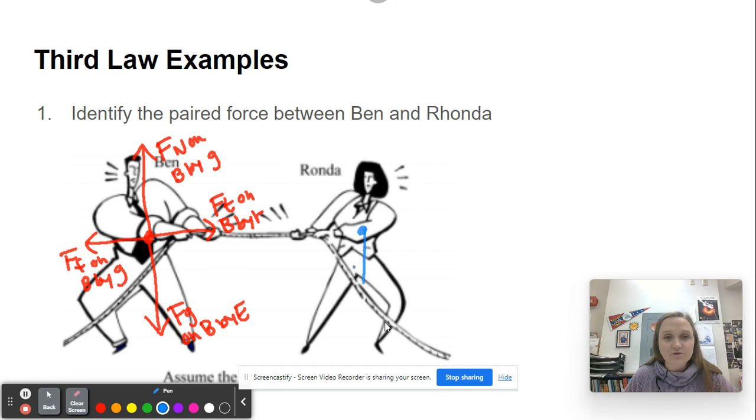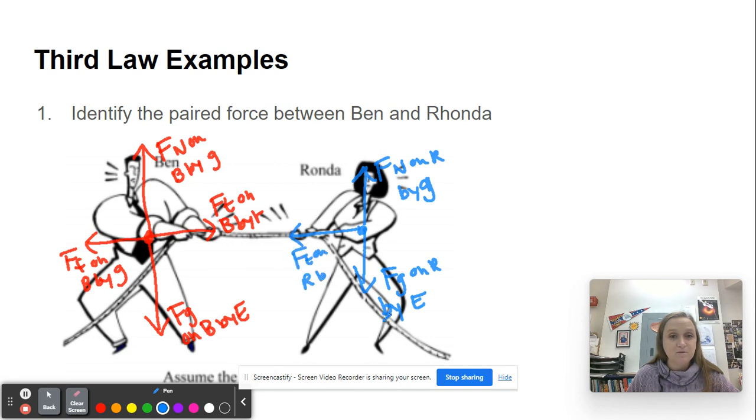Now we're going to do the same thing for Rhonda. Rhonda has a force gravity acting downward. Hers might be less because she might weigh less. On Rhonda by the Earth. We've got a normal force on her. Force normal on Rhonda by the ground. She has a tension force acting on her, on Rhonda by rope. And then she has a friction force acting on her. Force friction on Rhonda by the ground. This on blank by blank is just an on-by statement, which is really helping me identify what is feeling the force and what is dealing the force.